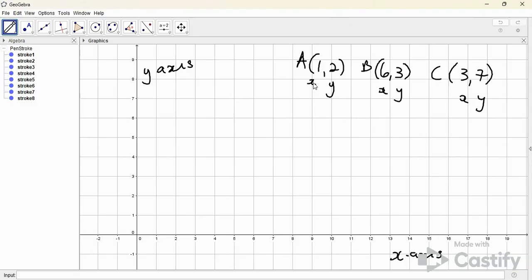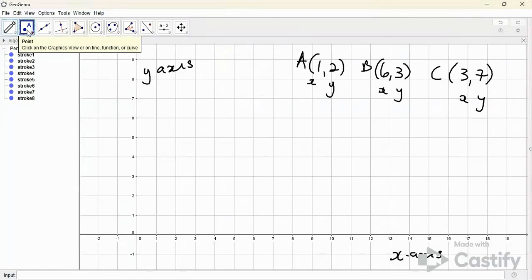Alright, so x means I'm going across, left or right. Y means I'm going up or down, depending on the number that I'm given. If the number is negative, I'm going down. That's for y. If the number is positive, I'm going up. Okay, so let's look at these diagrams. Let's try to plot these points here.